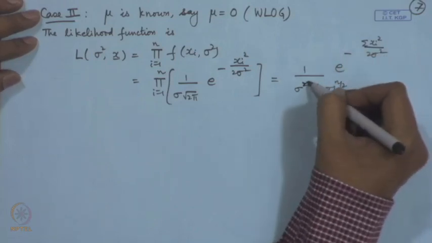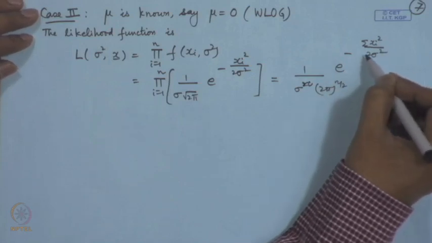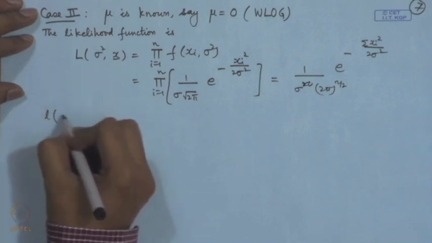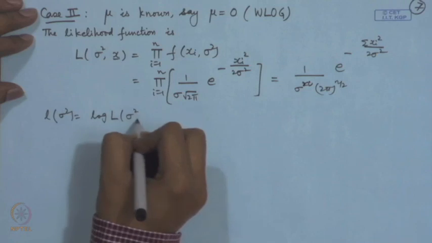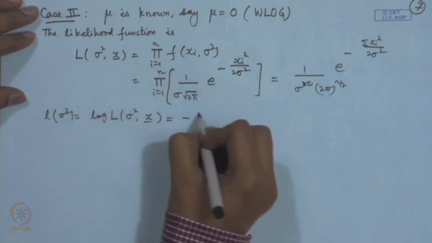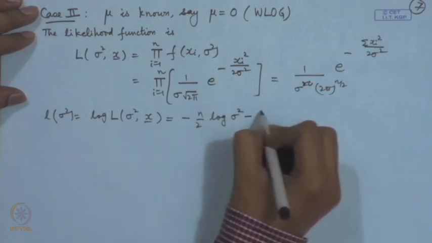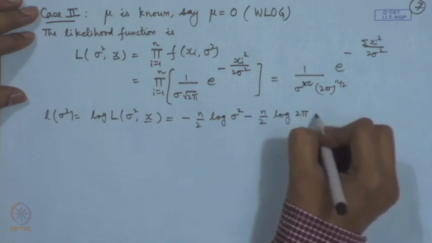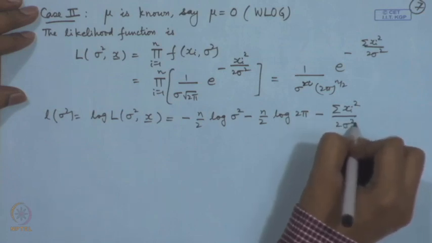Notice here that sigma is occurring in the denominator as well as in the denominator of the exponent. Therefore, it is beneficial to consider the log likelihood function, that is equal to minus n by 2 log of sigma square minus n by 2 log of 2 pi minus sigma x i square by 2 sigma square.